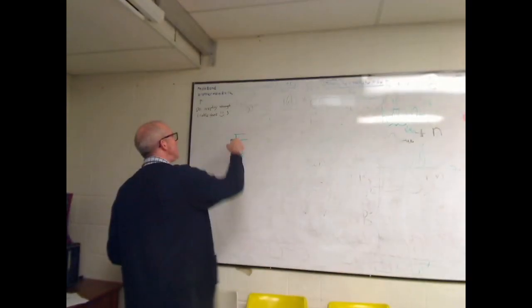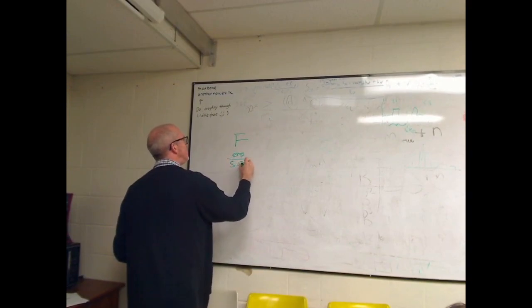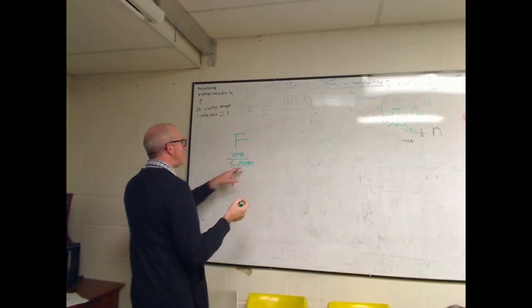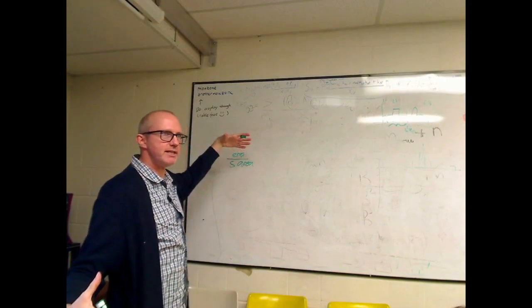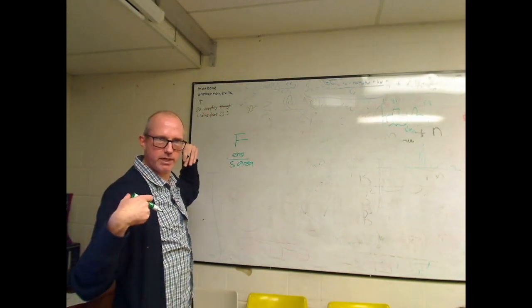So the flux is in ergs per second per area. Why per area? Because if I double the size of my telescope, that thing looks twice as bright, right? Because I get twice as many photons.